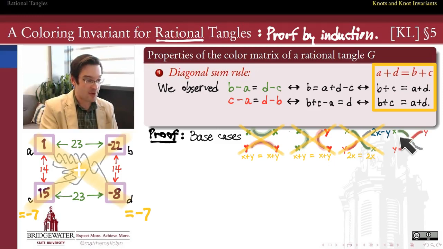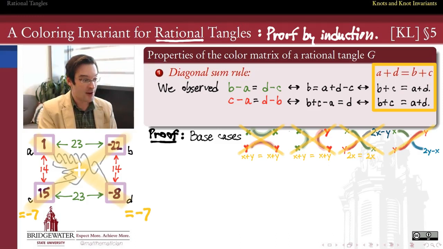Same process applied to our last base case. If I choose x to be this understrand and y to be my overstrand, and then I use our scheme to compute the color of the third strand here, 2y minus x, twice the over minus the under, then the diagonal sums in this case are equal because they're both 2y. So my base cases are all satisfied.